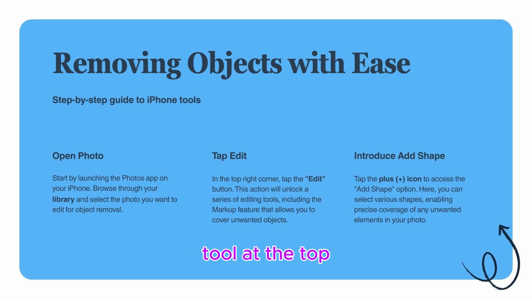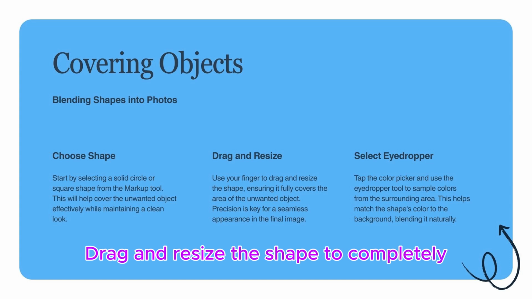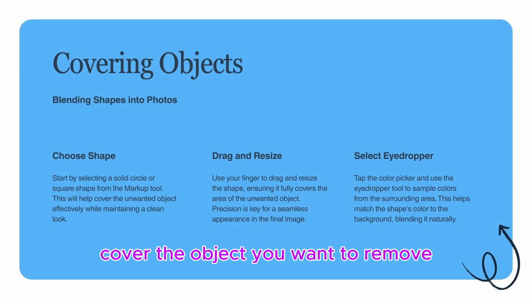Tap the markup tool at the top, which looks like a pen tip. Now tap the plus icon and select Add Shape. Choose the solid circle or square. Drag and resize the shape to completely cover the object you want to remove.